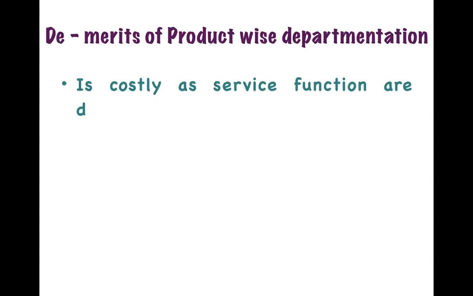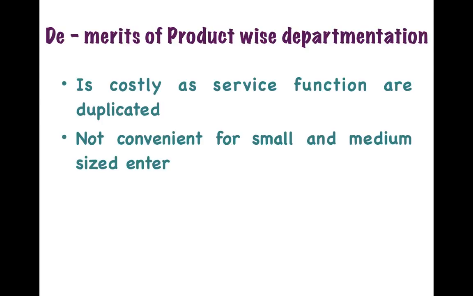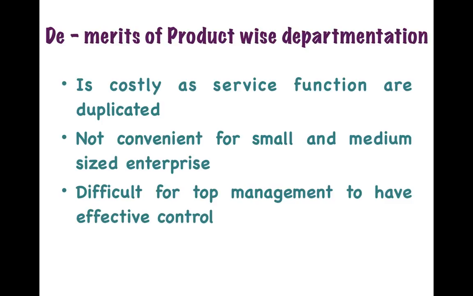What are its demerits? It is definitely costly as service functions are duplicated for every type of product. We are again having functional departments, so the work is basically getting duplicated. And so it is not suitable for small and medium-sized enterprises which are manufacturing only one type of product. It is also difficult for top management to have effective control.